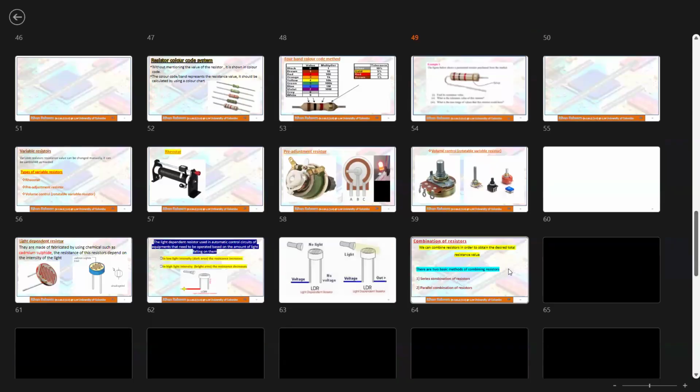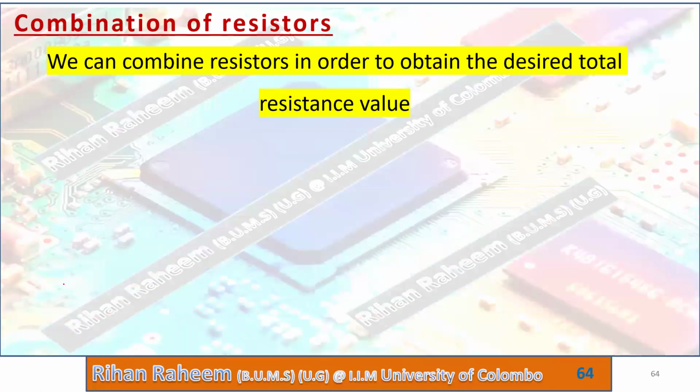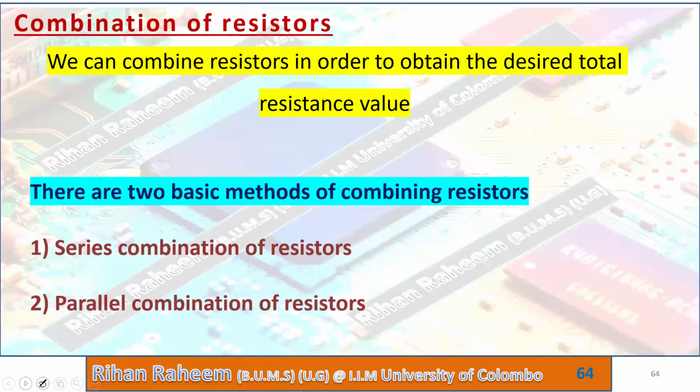Today our main target is combination of resistors, addition of resistors. There are two methods. One is known as series combination. The other one is parallel combination. So, yes, let's move on. First, we'll start with series. Series combination of resistors is the easiest.